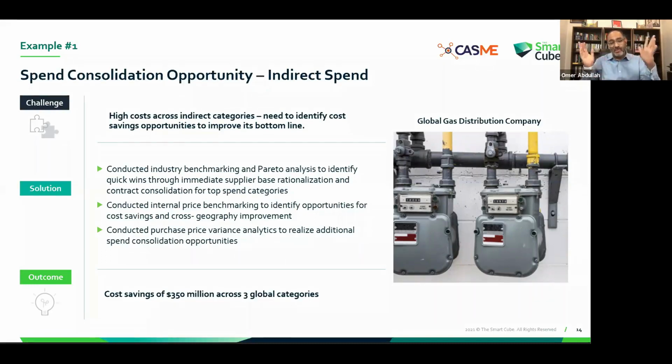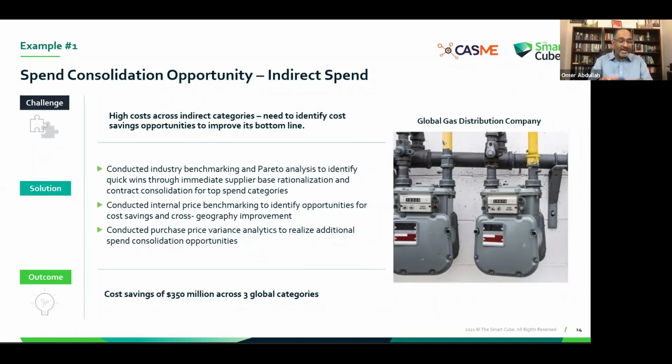Ultimate impact was about $350 million across 3 global categories. Makes sense? I think a lot of folks will probably be nodding their heads. A lot of the kind of stuff that we do. An interesting point to point out there is that it's not just internal data. When I talk about industry benchmarking, we're also looking at external information being fed in so we can compare our data to something that is taking place elsewhere in a similar category.